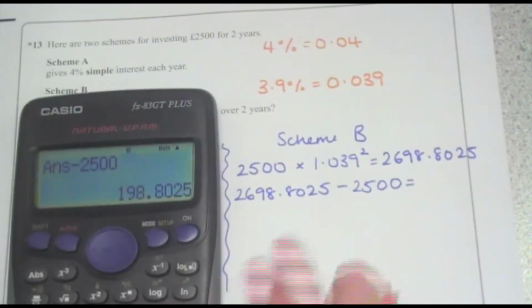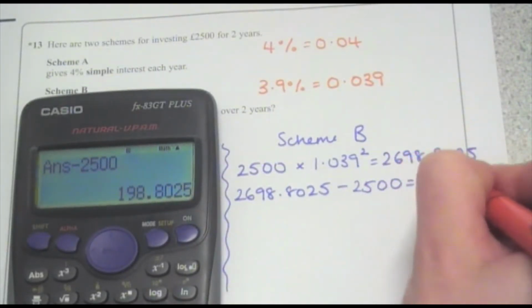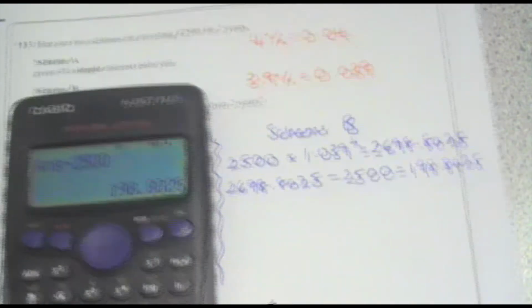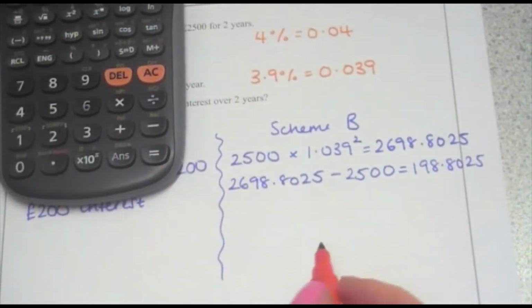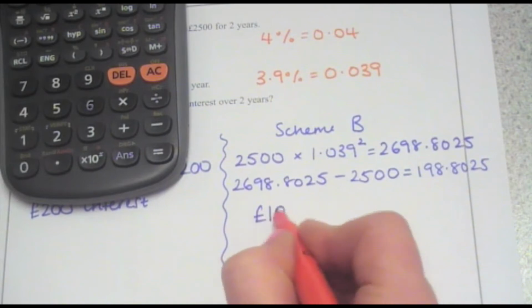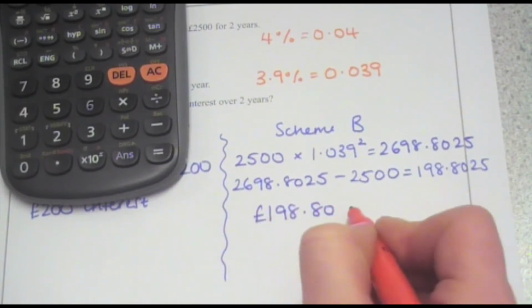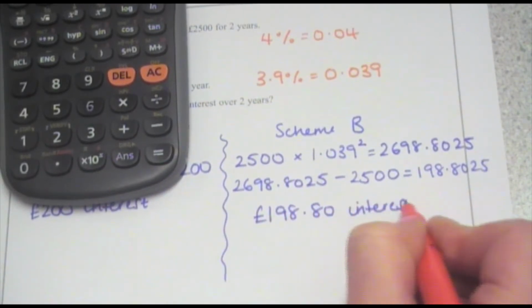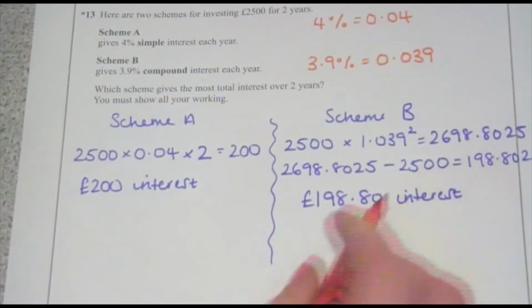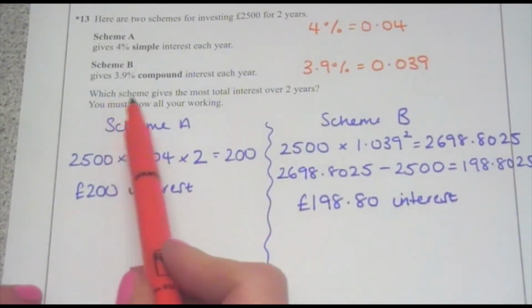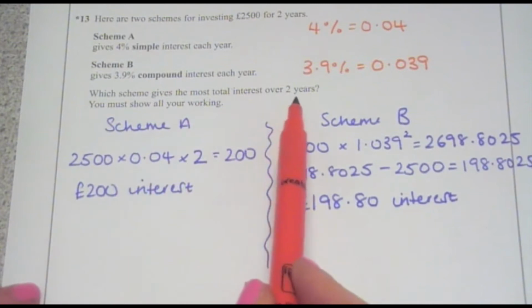And that leaves me with 198.8025. So that implies that over the 2 years, I will gain £198.80 in interest. And now I need to compare the two. The question asks me which scheme gives the most total interest over 2 years.